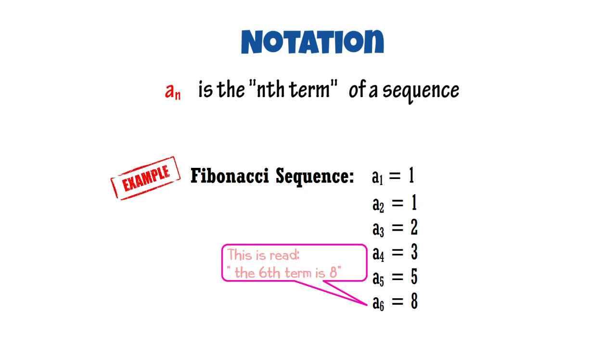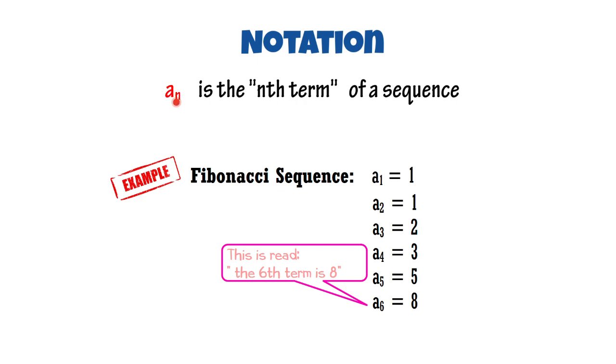Let's talk through some notation. When we talk about a sequence, we use this notation right here. It's an A with a subscript n. And we don't really call it A sub n, and we don't say A to the nth, because a lot of people want to say A to the nth. Nope. We just say that's the nth term.